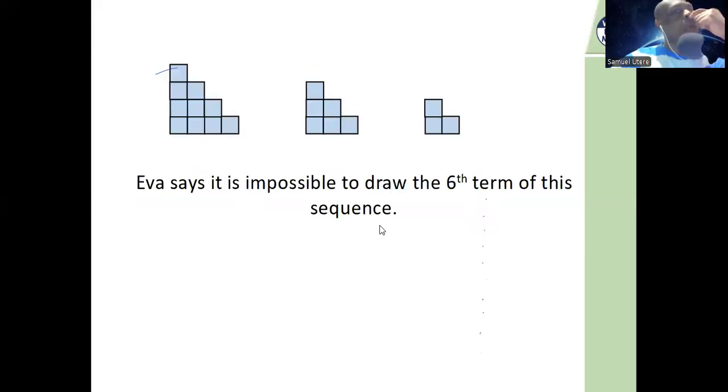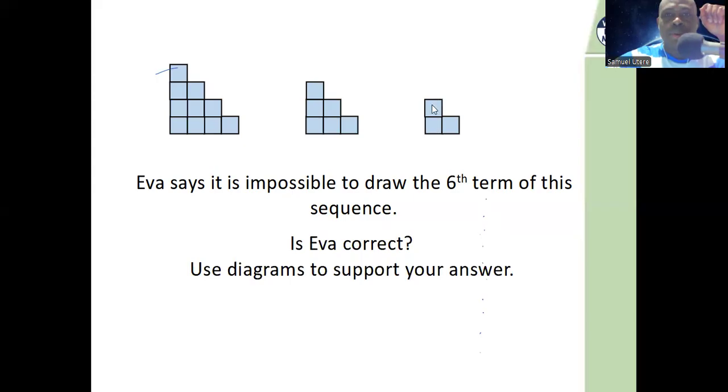Okay. Eva says, so here is another sequence. We're giving some blocks of diagrams. Eva says it is impossible to draw the 6 terms of this sequence. Have you noticed what's actually going on with this sequence? Every time we're getting rid of this block here. So you can see here in this second term of the sequence, this block is no longer there, right? So the next one, it means that one will be gone. Yeah. So is Eva correct? Are we going to have a 6th term?